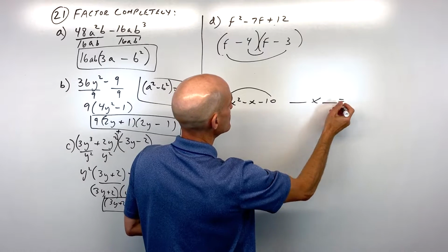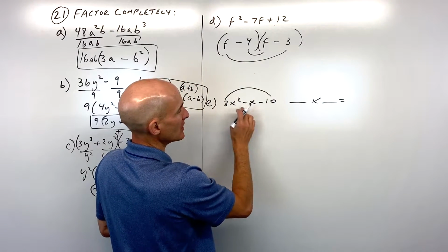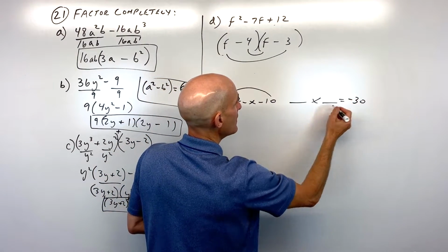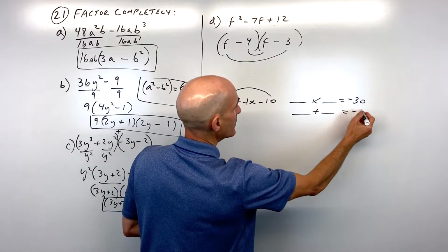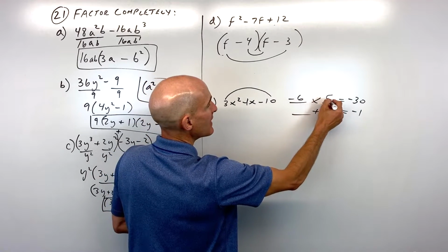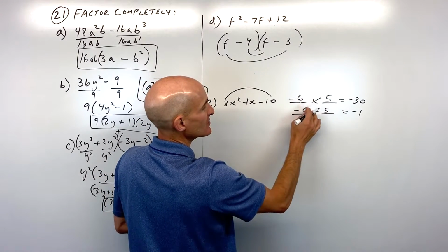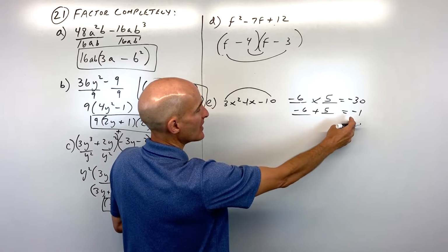So you say to yourself, what 2 numbers multiply to negative 30? See, 3 times negative 10 is negative 30. But they have to add to this middle coefficient, which you can see is negative 1. So that would be negative 6 and positive 5. See, it has to be the same two numbers. They multiply to negative 30, but they also add to negative 1.